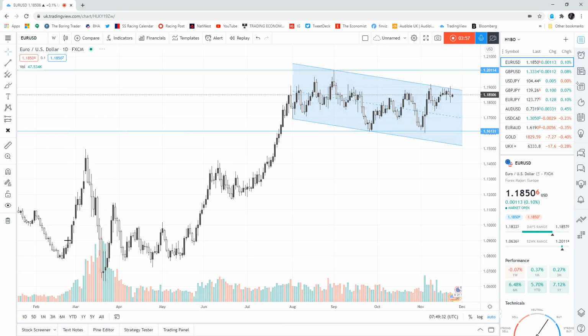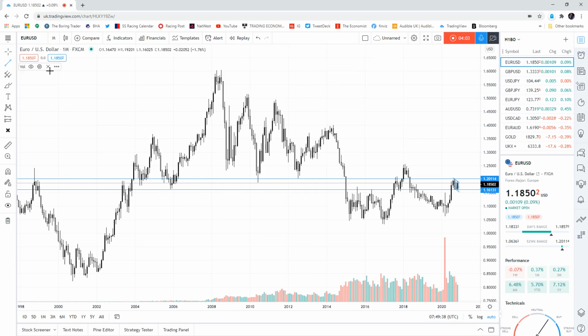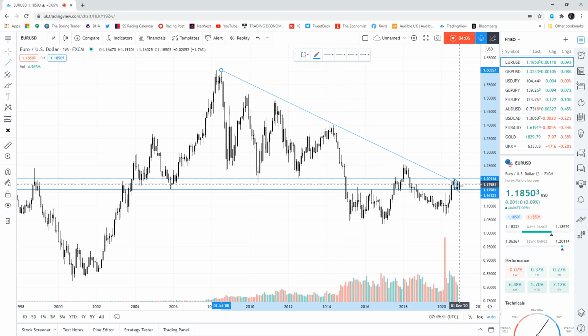Again, if you zoom out a little bit, even on the monthly, you can see that there's this big trend line that we've broken out from in somewhere like June or something. We came back, tested the breakout area, and a close above 1.2 could move this pair up towards 1.25. So all looking a bit bullish for the euro dollar.